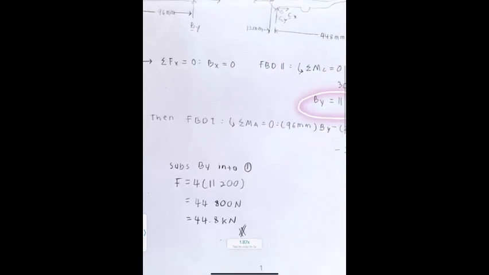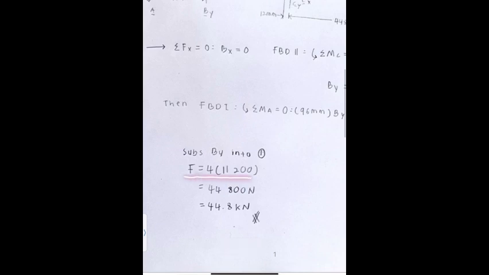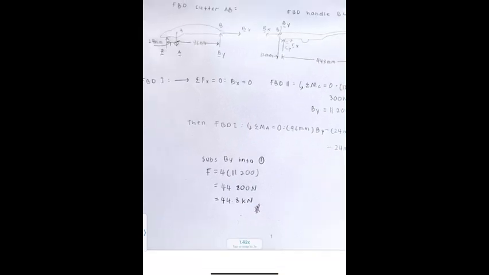Solving this equation, we can substitute By into the first equation. So we get F equal to 4 times 11,200 equals 44,800 Newton, and we change to kilonewton, so we get 44.8 kilonewton. So this is the final answer. Thank you.